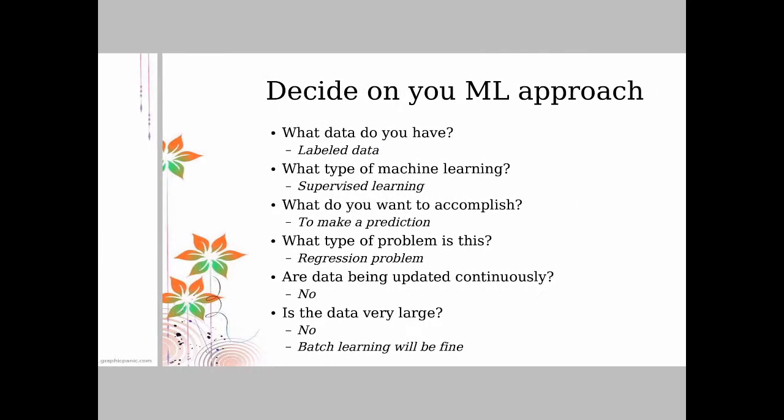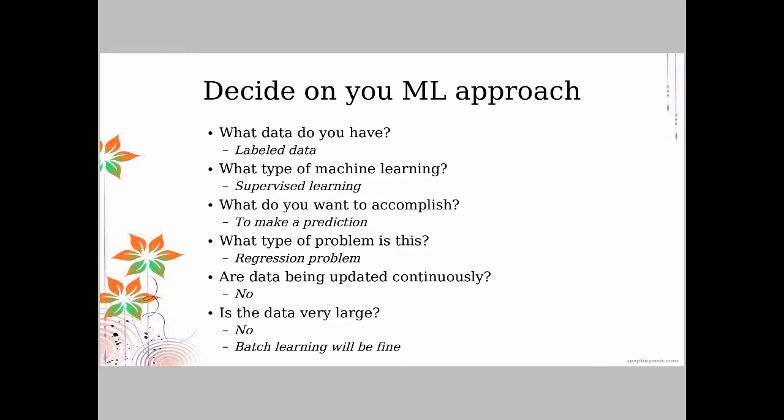So knowing the data, we need to decide on what machine learning approach we will take. Our given data is actually labeled data. These are some of the questions that you need to answer. What data do we have? The data that we have is labeled data. Later you will see it. It's basically tables with columns, so it's a typical labeled data.